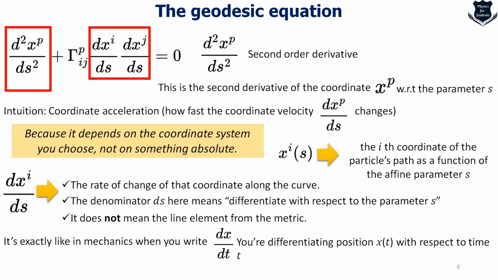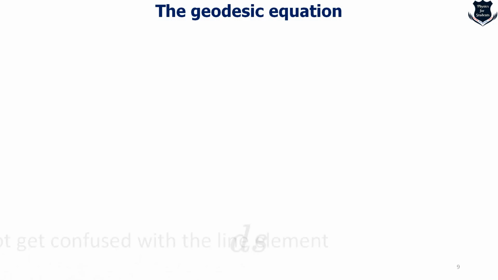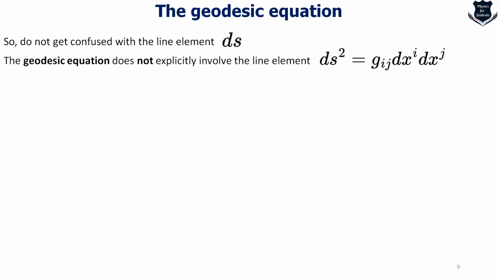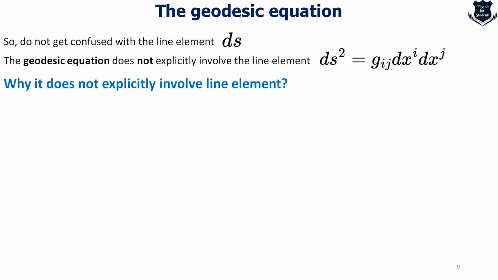So again a note of caution here, the denominator ds means you are differentiating with respect to the affine parameter s. x^i is the ith coordinate of the geodesic curve. It depends on the affine parameter s. So x^i(s) is just like a function, position as a function of parameter. As I was saying, this is a very confusing thing, so please do not get confused with the line element ds, because in differential geometry or general relativity, the line element is defined by the metric tensor. Here ds means a small distance measured along the arc or along the curve, proper time in relativity. It comes directly from the metric tensor.